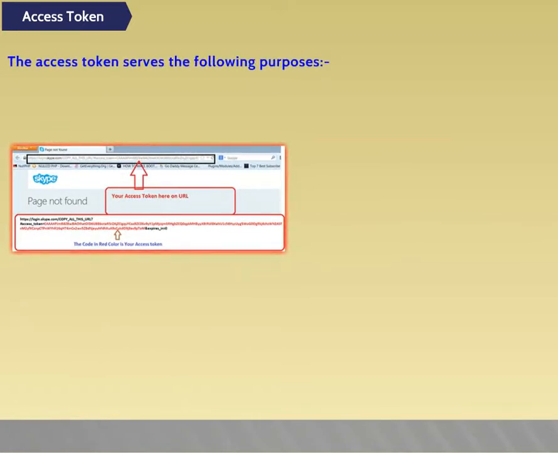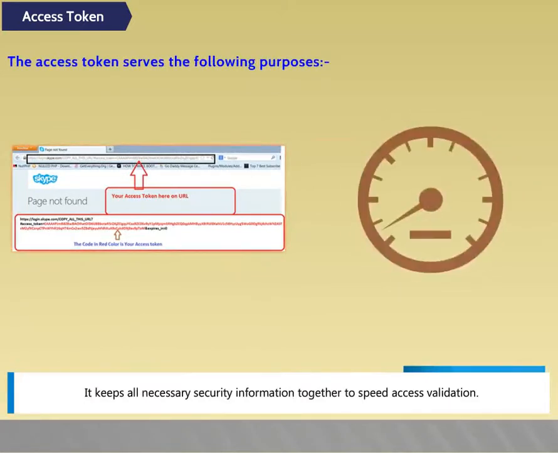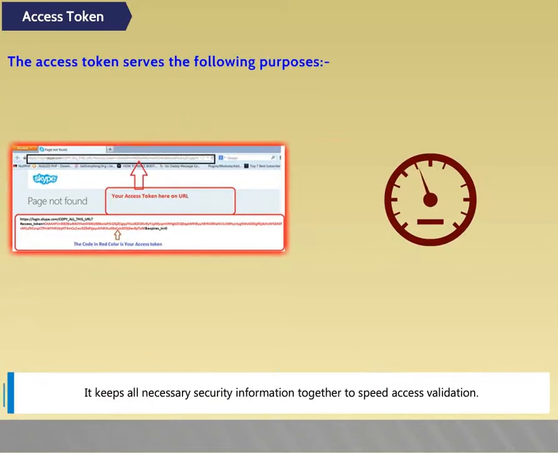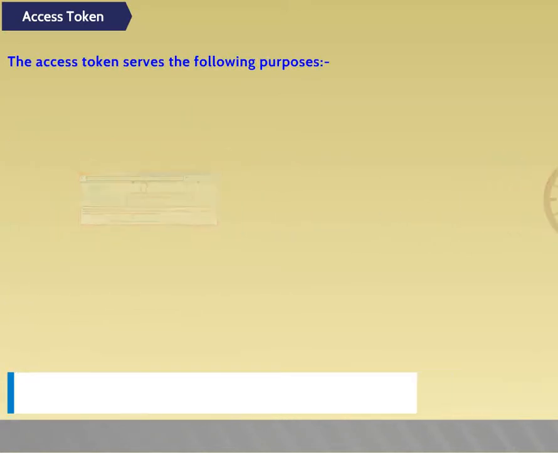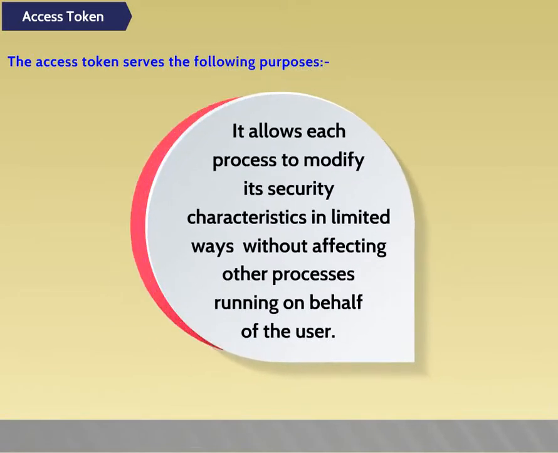The access token serves the following purposes. It keeps all necessary security information together to speed access validation. It allows each process to modify its security characteristics in limited ways without affecting other processes running on behalf of the user.